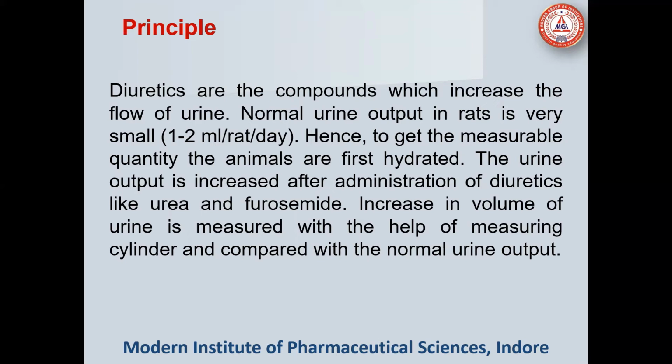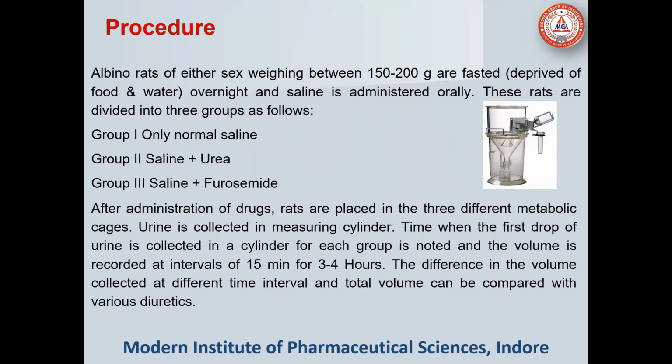Now, the procedure for this practical: albino rats of either sex between 150 to 200 gram are fasted, that is deprived of food and water overnight, and saline is administered orally. These rats are divided into three groups as follows. Group 1 only normal saline, group 2 saline plus urea, group 3 saline plus furosemide.